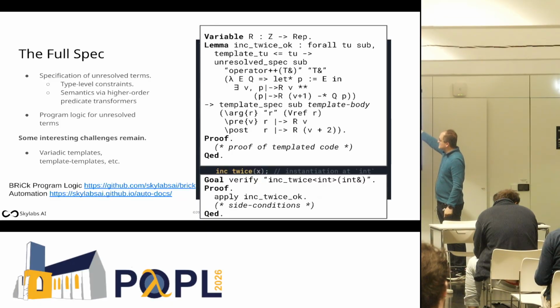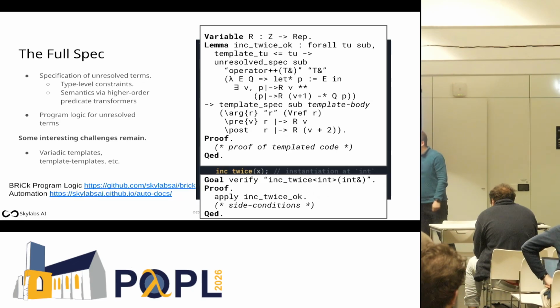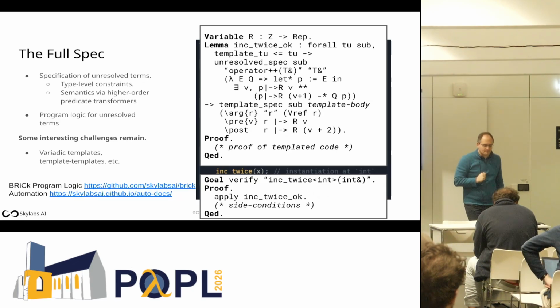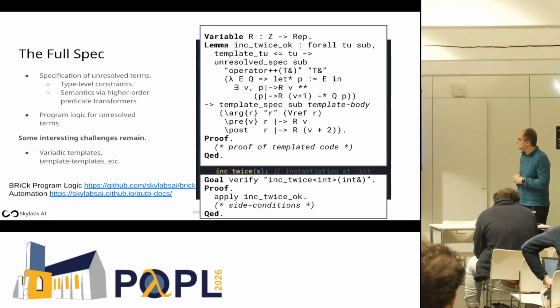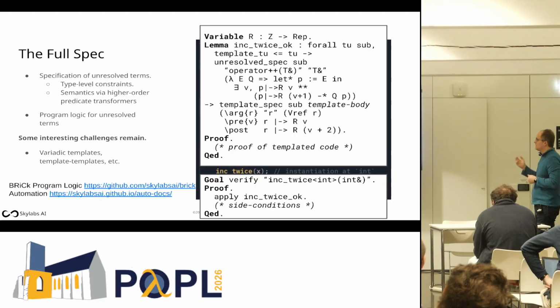I haven't shown you how exactly we do it. It's a little bit interesting, but for people familiar with these sorts of program logics, probably not too surprising. And then we can use it to discharge proofs like this. All right, so that's it. Again, BRiCk program logic and automation are online, and if you're interested in this sort of stuff, happy to talk more about it.